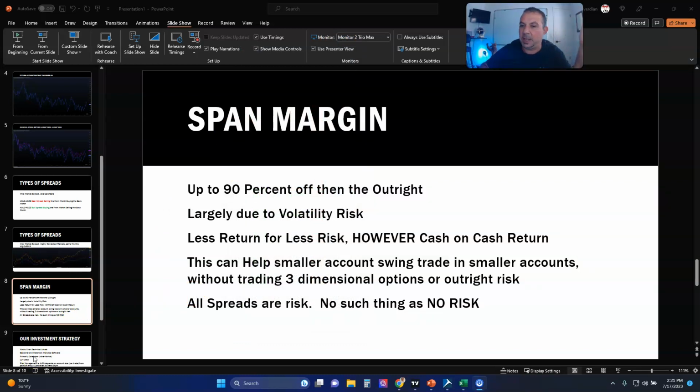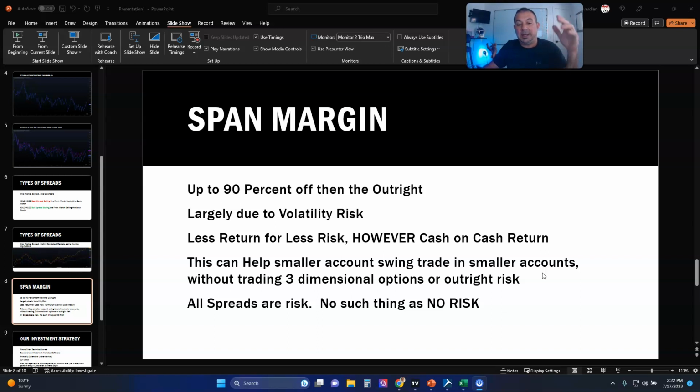Span margin up to 90% off. Then the outrights, you saw clearly on the platform that massive reduction in margin, obviously massive reduction in profit, but again, it benefits you in a different way. And no one's saying you only need to trade one contract, and we're also not saying just load up full span margin to your account size. You don't want to get margin called, but you can work it in a way based on your risk management, better cash on cash return like that. In one way, again, like it says here, less return for less risk. However, your cash on cash return is better. And this can help your smaller account swing trade without trading that 3-dimensional options and the outright risk.